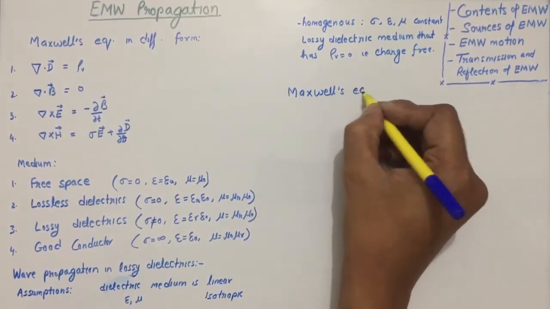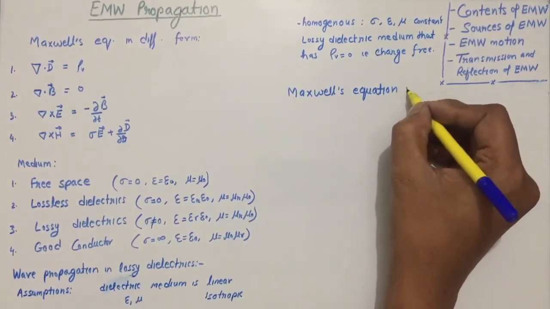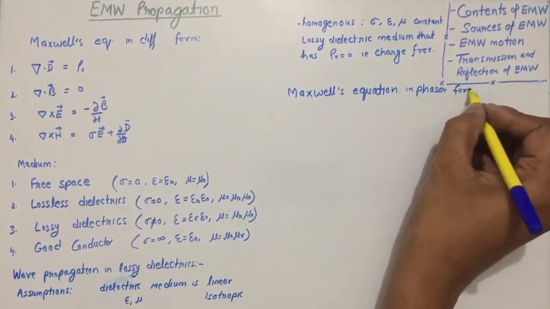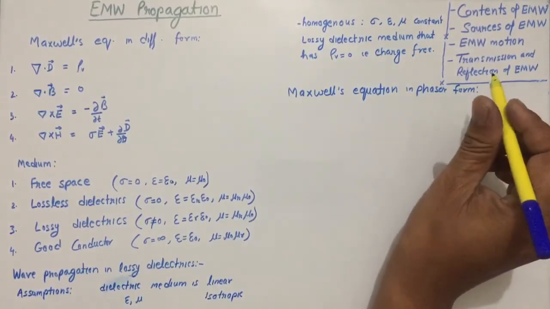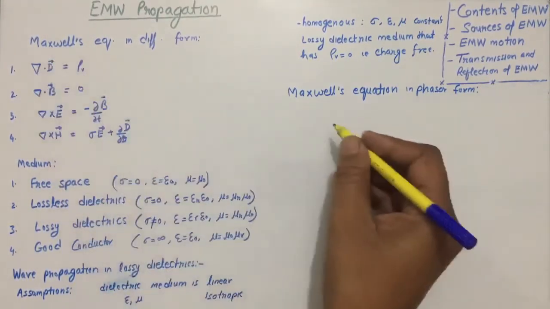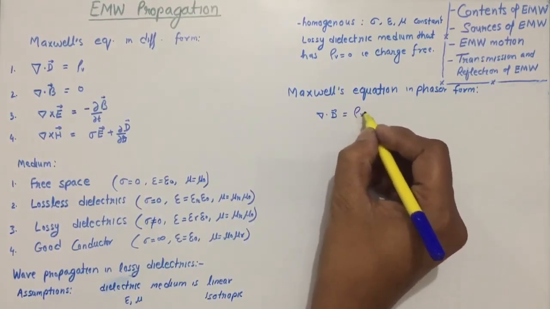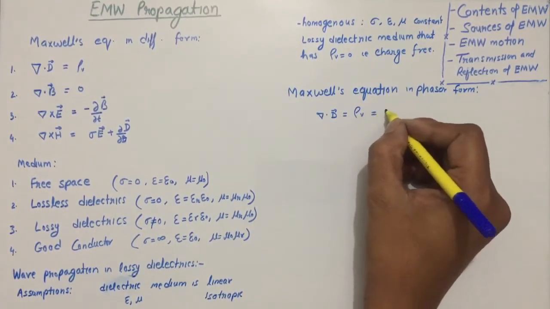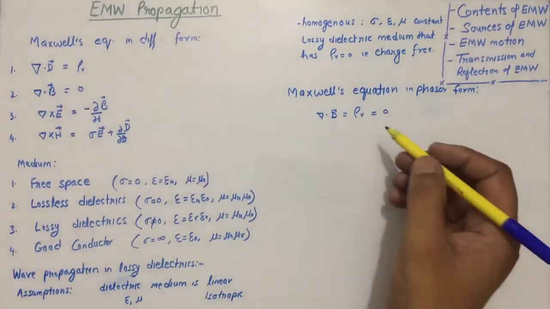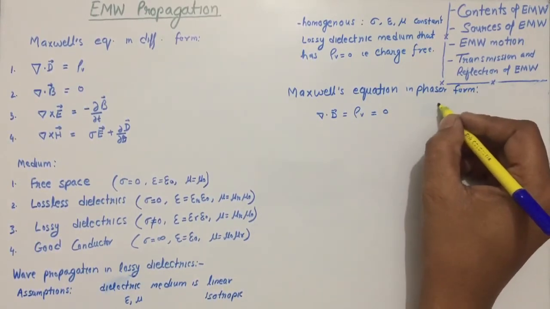Maxwell's equations in phasor form. For that purpose, just write the first Maxwell equation, that is del dot D is equal to rho v, as it is charge free, so we can say 0, and in phasor form all the vector fields are termed differently by adding s.